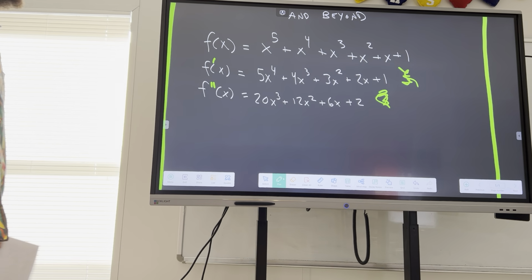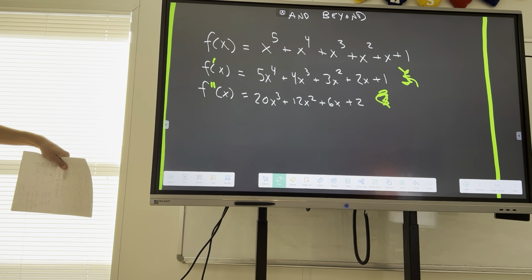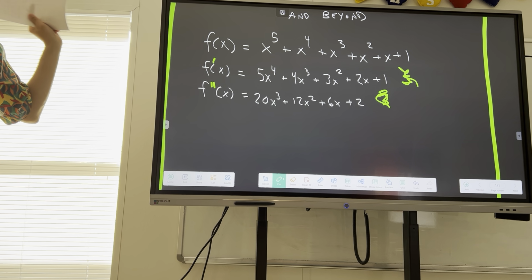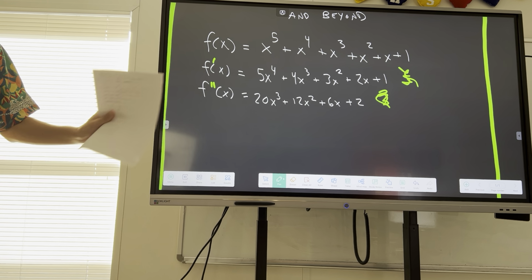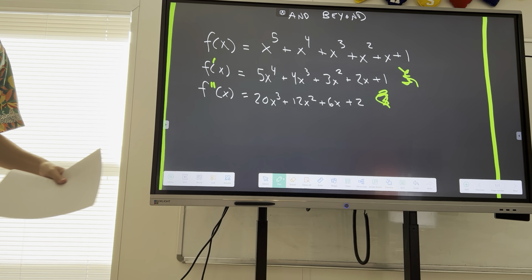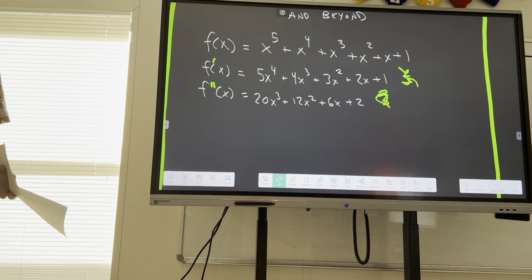Right. Everything degrades away, the coefficients are getting bigger, but now, let's say I wanted to find the 10th derivative of this function. How much work would that take? It would take a lot. Or, does it exist? If does it exist? Or would it exist? No.